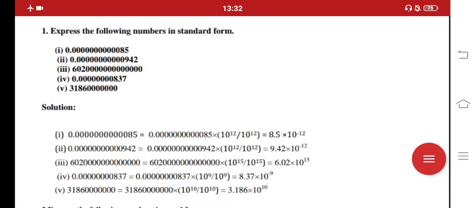Hello students, today we are going to start exercise 12.2 of class 8. Here we are going to learn how to convert standard form into usual form and usual form into standard form.